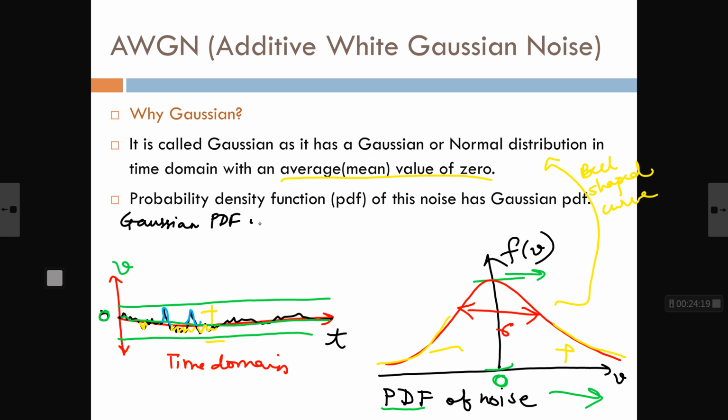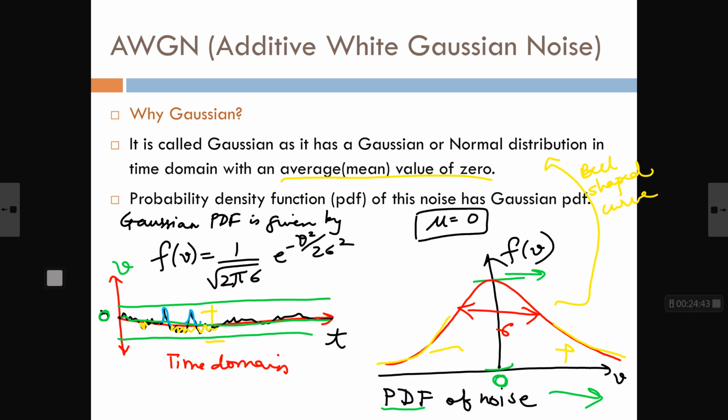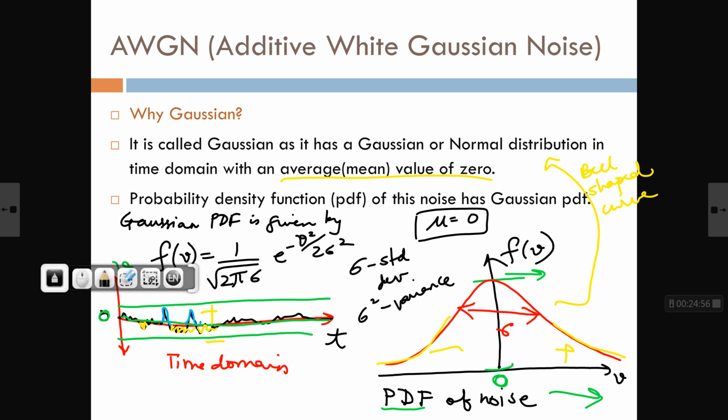The Gaussian probability distribution function is given by f of v equal to 1 upon root 2 pi sigma square, e raised to minus v square upon 2 sigma square, where v is nothing but v minus mu, but since mu, the mean, is equal to 0, it is not being written. Sigma is the standard deviation, and sigma square is the variance.